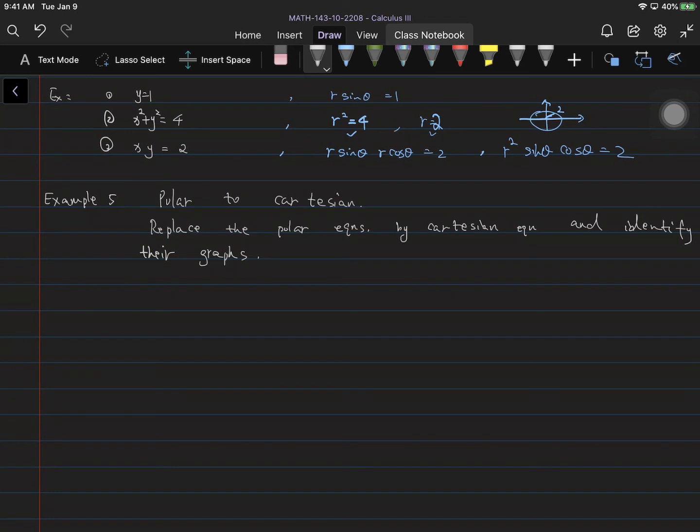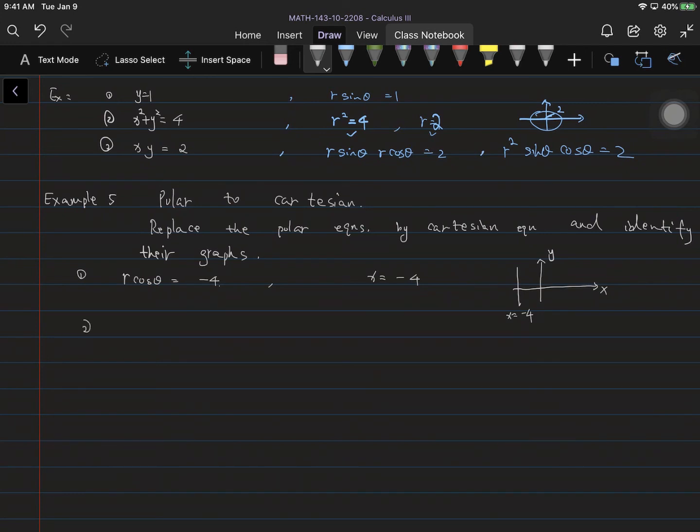The first one, r cosine theta equals -4. Let's take a look. We know r cosine theta is x, right? So we just replace r cosine theta by x. So that means x equals -4. And if we draw the graph, where is x equals -4? It's a line. Okay, so this means a line.